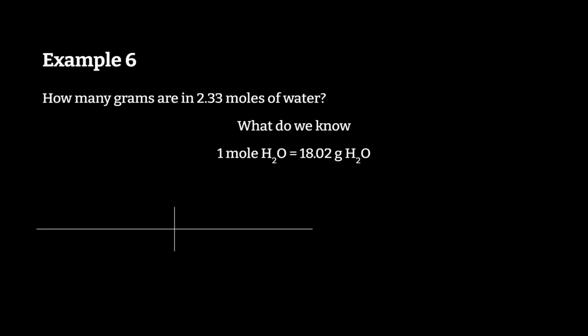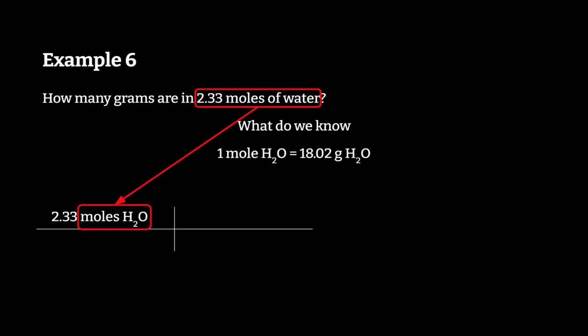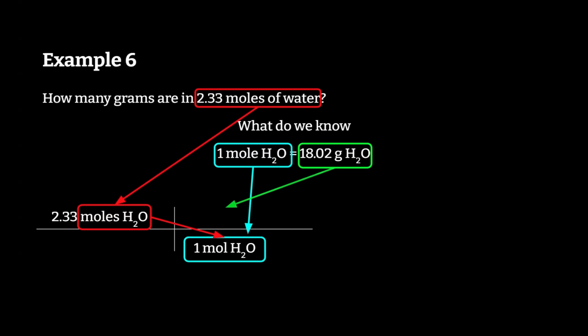Just like all of our other examples, what is provided to us in the question will go up in the top left, our 2.33 moles of H2O. Now we have our moles of H2O on the top left, which means that we need moles of H2O on this bottom right. The only other moles of H2O that I have is 1 mole of H2O, and that will go in that bottom right section. Now, what that is equal to is that 18.02 grams of H2O, which will go on top. We're ending in that grams of H2O.